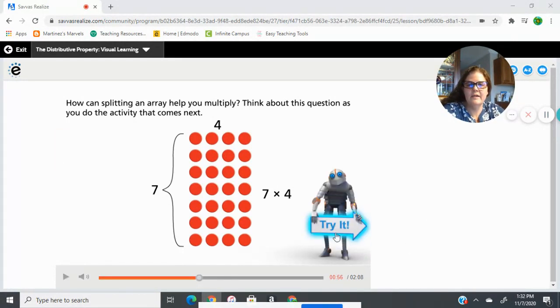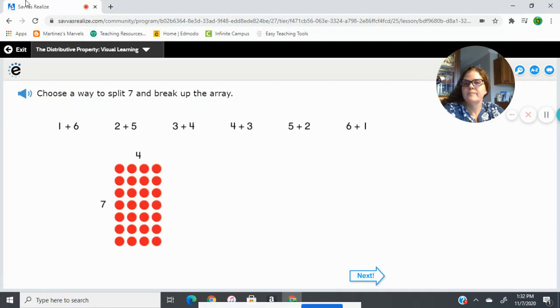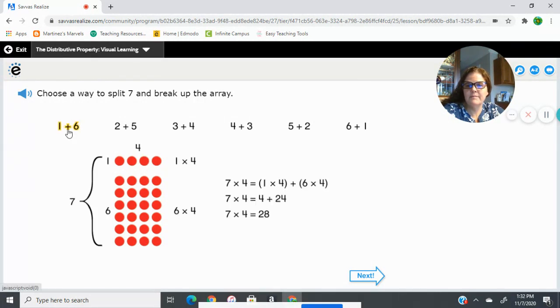Okay, we're going to try that. Choose a way to split seven and break up the array. So if we break up the seven, let's try this one. We could break it up into a one and a six. What we do is we separate one row, one times four, and then we separate this row together, six times four, and we find the product.